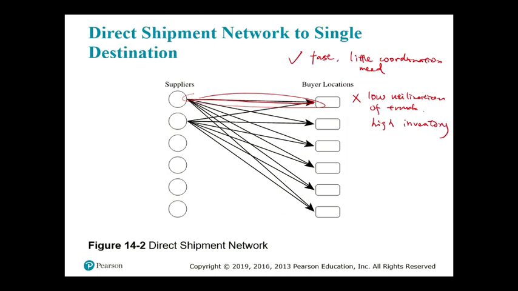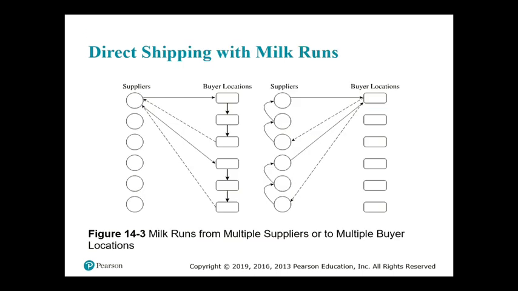A modification of this direct shipment to a single destination is direct shipment with milk runs. So I'm still transporting from suppliers to buyers directly, but each shipment contains shipments to multiple buyers, for example, is one scenario. The second scenario is a milk run on the supplier side. When I pick up suppliers' shipments, I pick up from multiple supplier locations.